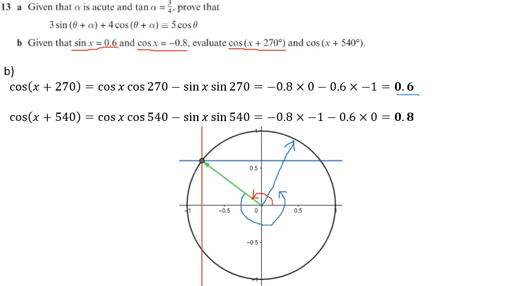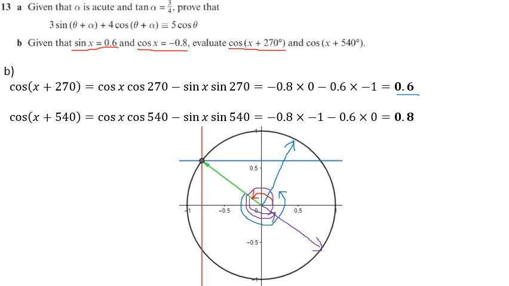For the second one, we're adding 540, which is going quite a long way round, but if you recall, 540 is equivalent to 360 plus 180. So after you've gone whizzing around a little way, you'll realize that you're just pointing the exact opposite direction to the way you were before.